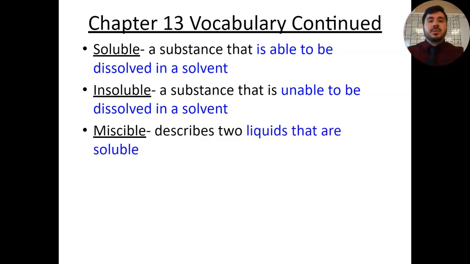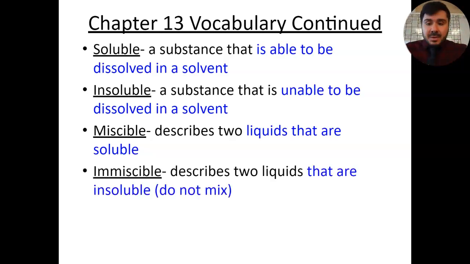Now, a couple of differences here are that, well, what happens if the two substances you're mixing together are liquids, right? That's where this idea of miscible versus immiscible comes in, right? So if a substance is miscible, it's a description of two liquids that are soluble and will mix together, right? So think about two liquids like water and white vinegar, right? If you try to mix water and white vinegar together, they're going to mix together very, very evenly, right? They're going to dissolve and be soluble with each other.